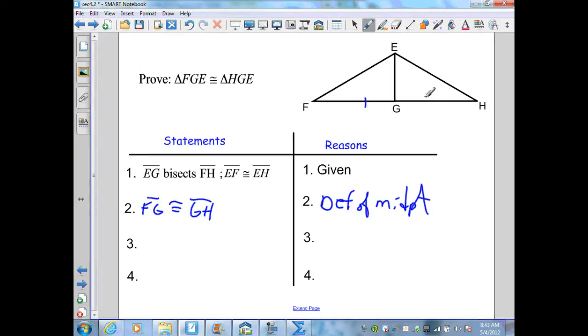Now I can put tick marks in to illustrate that. I'm given that segment EF is congruent to segment EH. Now I'm very close to both of my shortcuts. If I'm going to use side angle side, I would need to prove my included angles, which are angle F and angle H congruent. But I have no information to do that. But I do have a property of congruence that I can use, which is stating that segment EG is congruent to segment EG by the reflexive property.